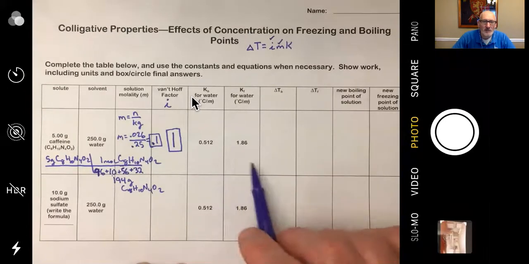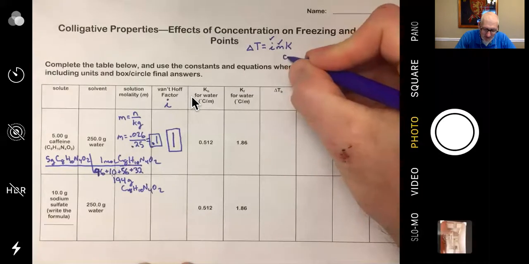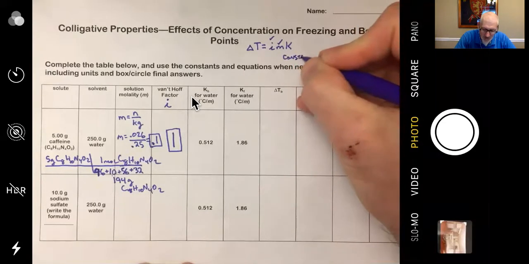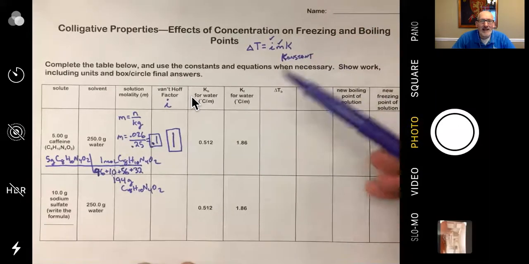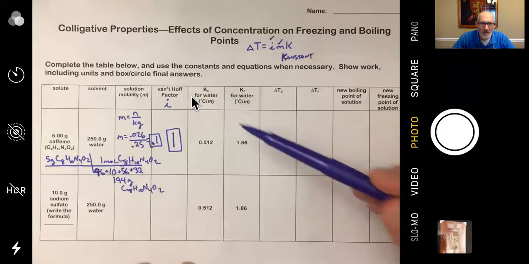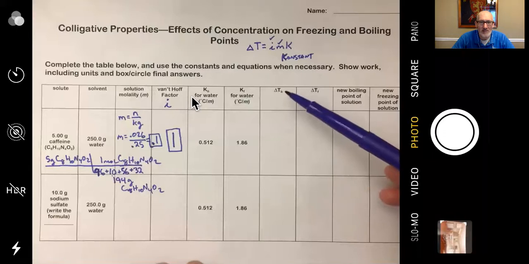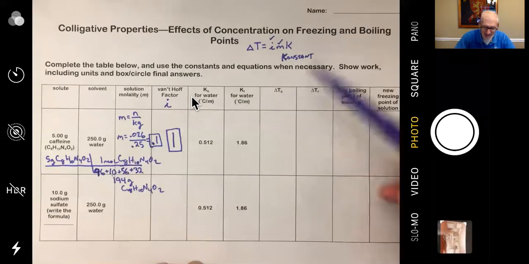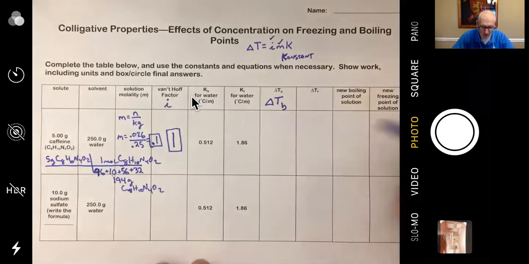And now here's the beautiful thing. K is just a constant. If you imagine that we were terrible spellers and we spelled constant with a K, all right? And there's a constant for boiling of water, and there's a constant for freezing of water. So if I want to know how much the boiling point has changed, this says delta T. I know it's a little bit small. Delta T, the change in your boiling point.